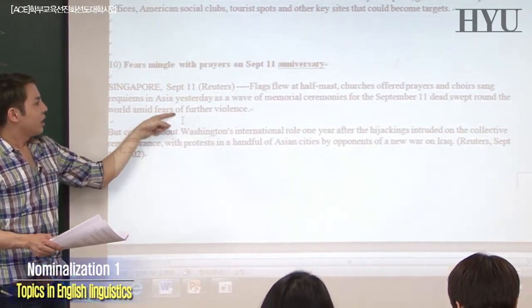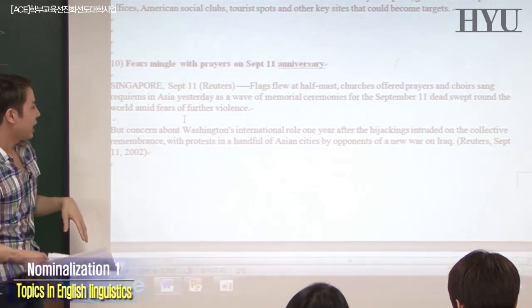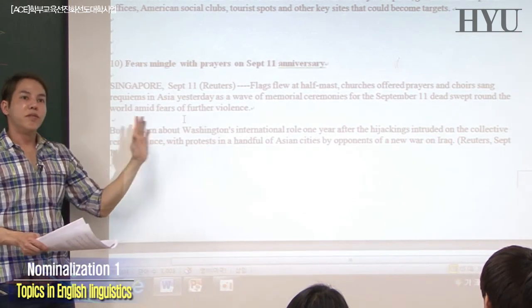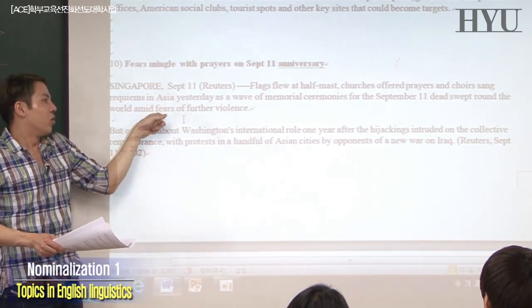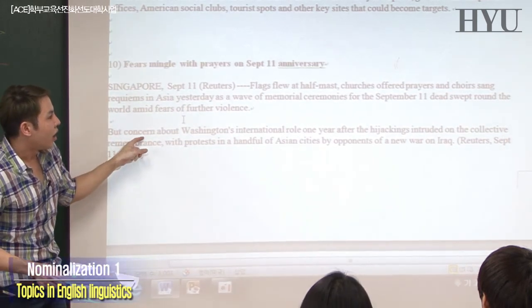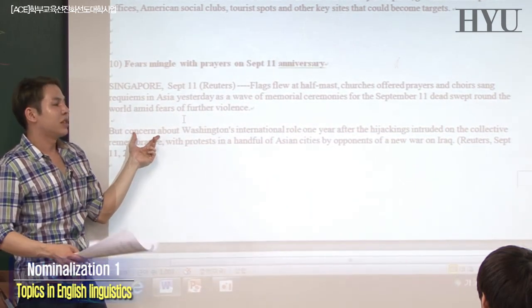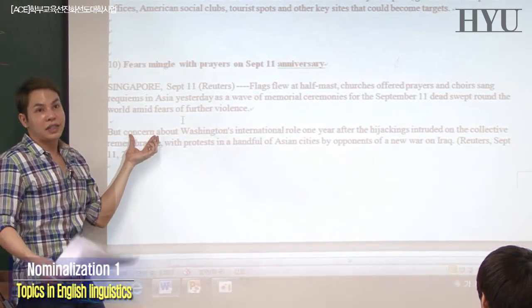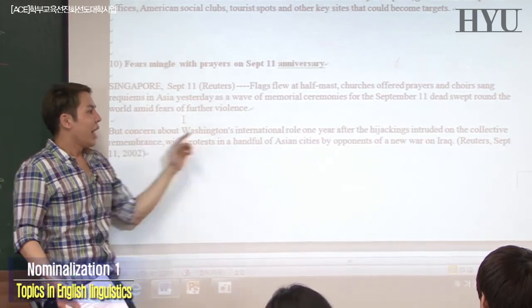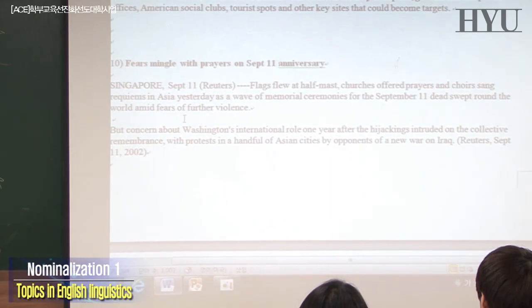Okay? So fear here is in the circumstantial, so it's not the actor in this case, but it's removed from the senser. So who feared? You can ask that question. But concern, the verb is intruded. So, but concern about Washington's international role intruded. So concern here is a nominalized phrase as well, and then it can intrude, so it can go into, right? Which in fact it cannot. So again, it has become something powerful, okay?